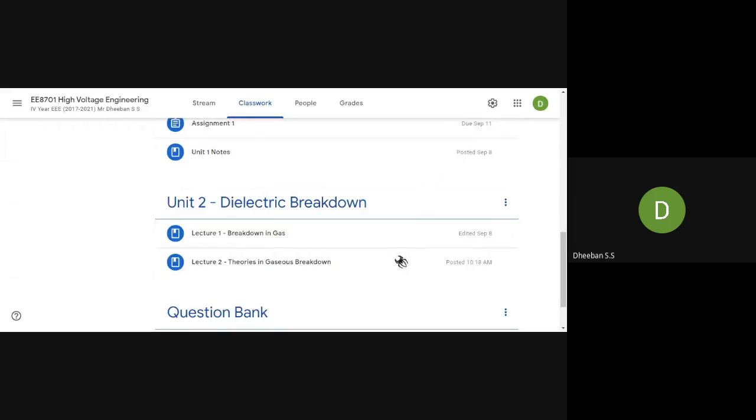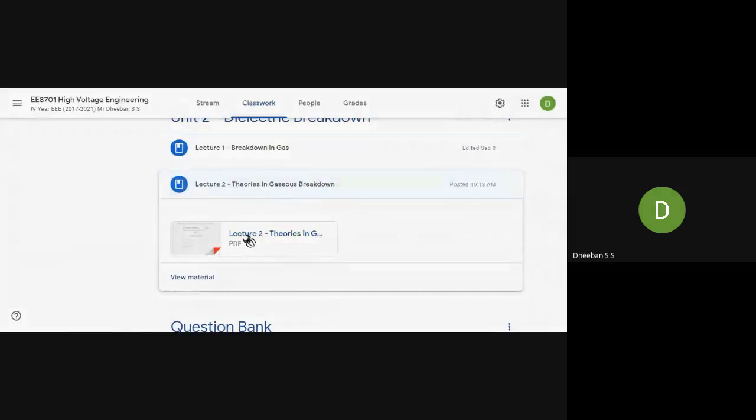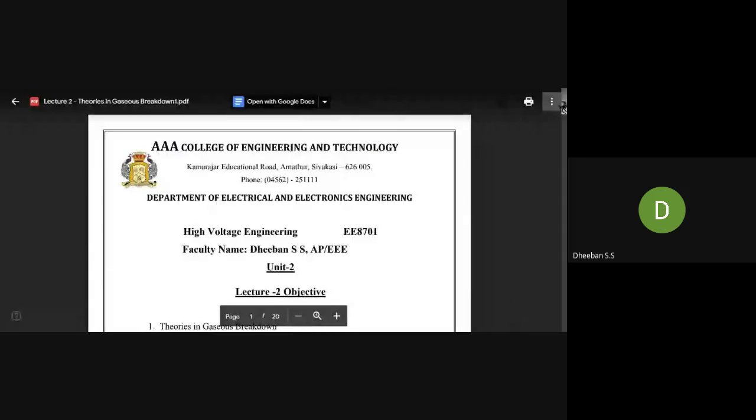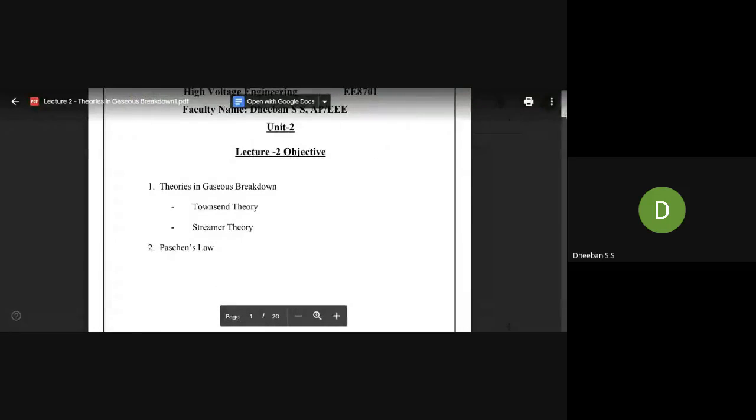Now we will be moving to the theories in the gaseous breakdown. As I said, in this lecture we'll be dealing with the theories. Okay. So the first theory is called the Thomson theory. Okay. So it's very important.